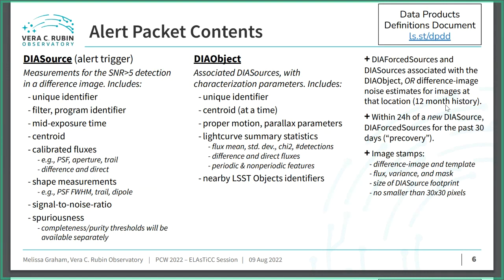Yeah. For anything that's been detected, we'll continue to do forced photometry. I think it's for 12 months that we continue to do that. Alerts don't come out if the thing has faded below a signal-to-noise ratio of 5, but the forced photometry will continue. So you can query the prompt products database to get that forced photometry for your object.